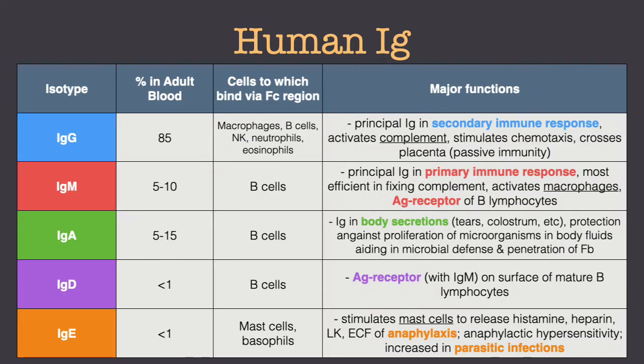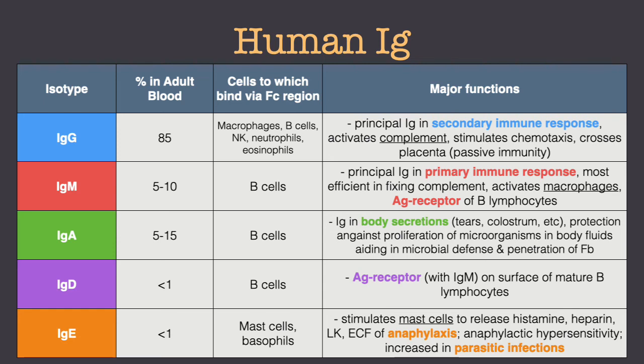This table summarizes the different antibody isotypes produced by the human B cells, where they bind to, and their functions. Immunoglobulin G is the main antibody in secondary immune response and is responsible for activating the complement system, stimulating chemotaxis, and is capable of crossing the placenta, causing passive immunity. IgM, on the other hand, is the main antibody in primary immune response, responsible for fixing complement, activating macrophages, and serving as antigen receptors for B cells, along with immunoglobulin D for mature B lymphocytes.